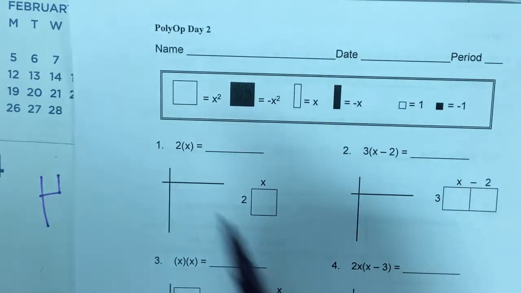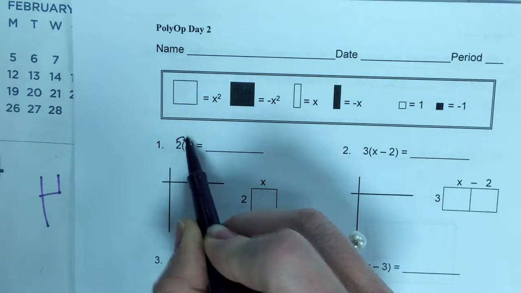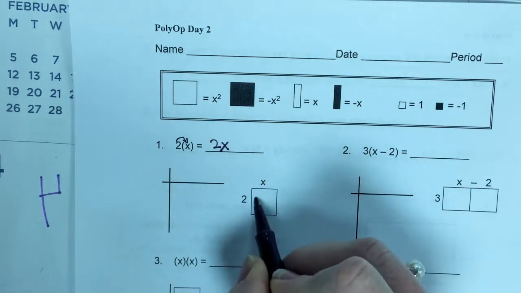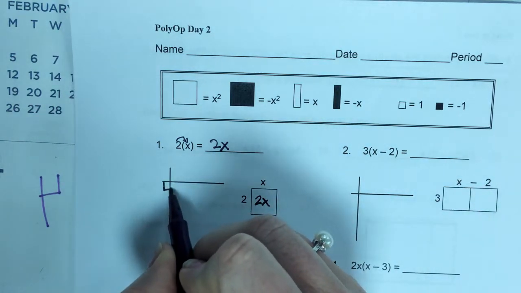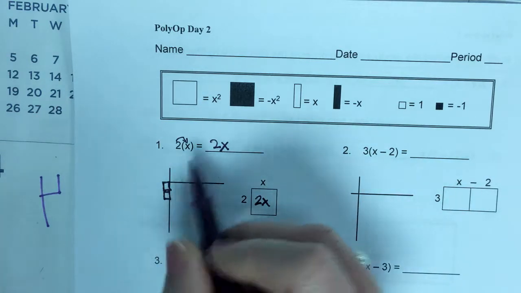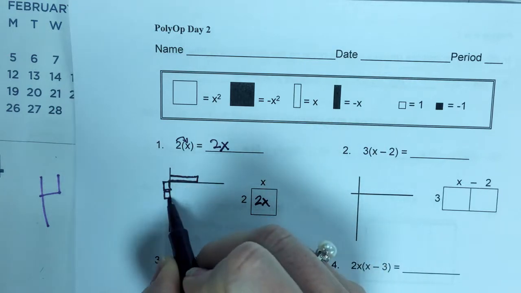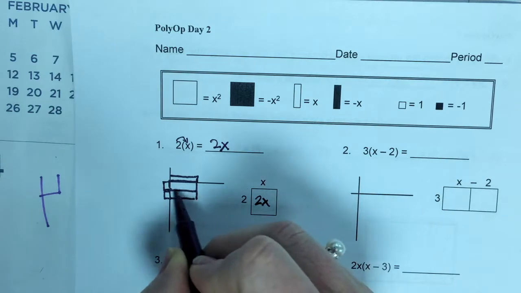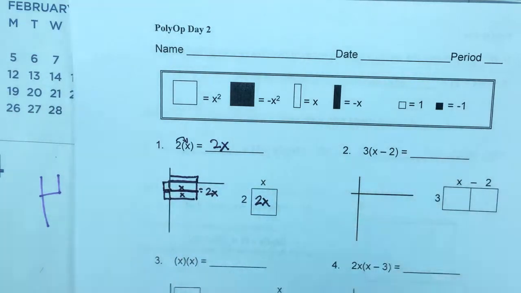Okay. So starting with number 1, we have 2 times x. When we distribute, that is going to be 2x. The same thing would be right here in our box. And then when we draw this out, we would just have 2 little squares for the 2, and then for our x, we just draw a longer rectangle. Now, all I need to do is connect all my lines, and so here's x, which equals 2x.